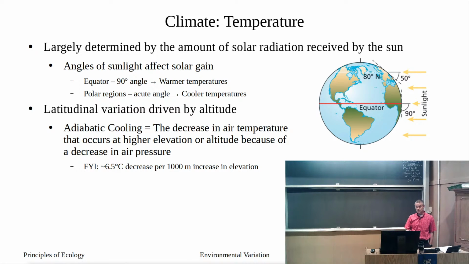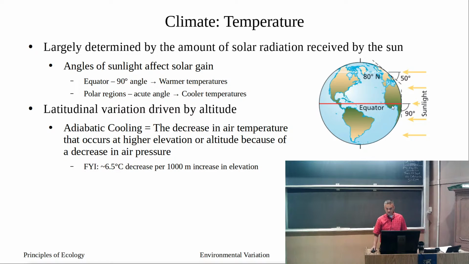You just stick a hand flat right to the sun. You get a lot of heat, big surface area. That is effectively the equator. Most of the solar radiation hits there. It's at a 90-degree angle. It's going to be hot. It's going to be warm in that region.